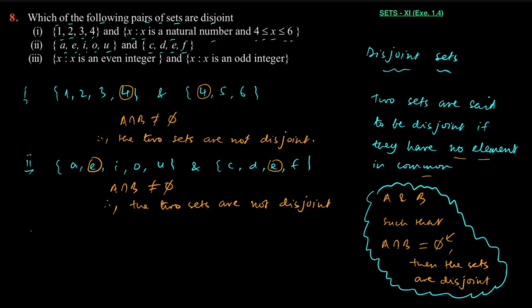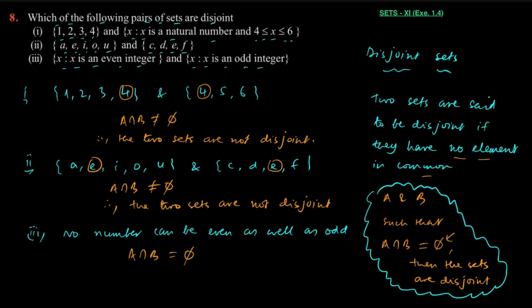Part number third. First set is x such that x is an even integer and the second set is x such that x is an odd integer. As stated earlier, no number can be even as well as odd, which means that A intersection B in this case is an empty set. Therefore, the two sets in this case are disjoint as their intersection is an empty set.